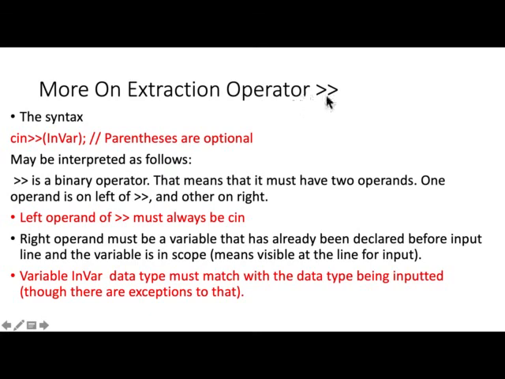Let's talk more about the extraction operator, which is these two greater than signs. In the syntax, cin, extraction operator, and then the variable invar, the parentheses are optional. It may be interpreted as follows: the extraction operator is a binary operator. When we say binary operator in programming languages, that means it must have two operands, one to its left, one to its right.